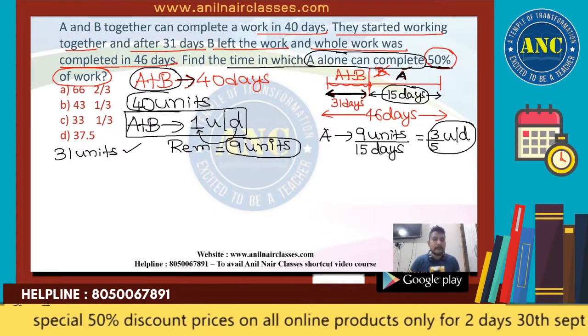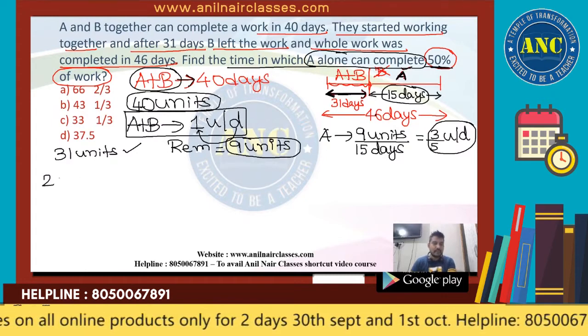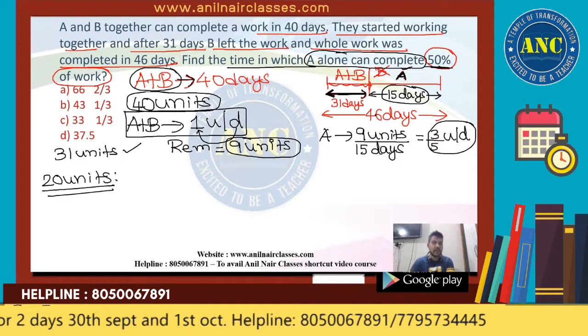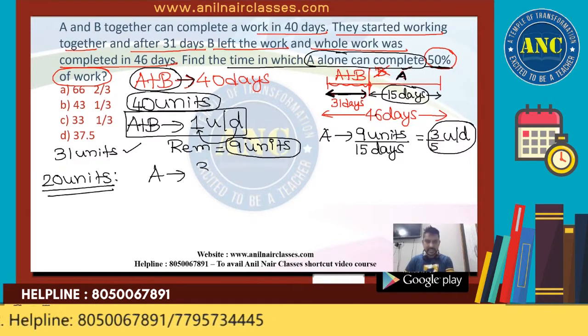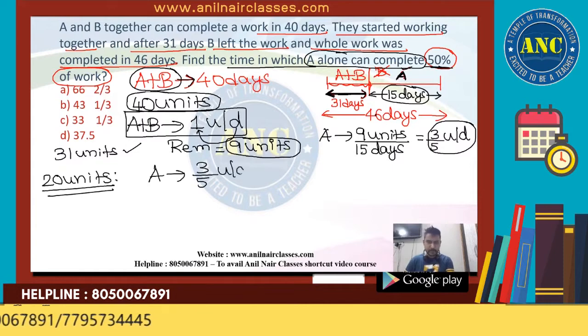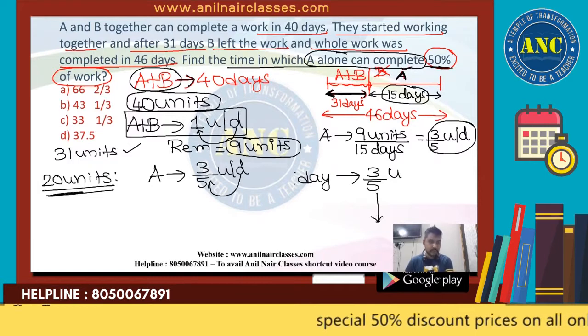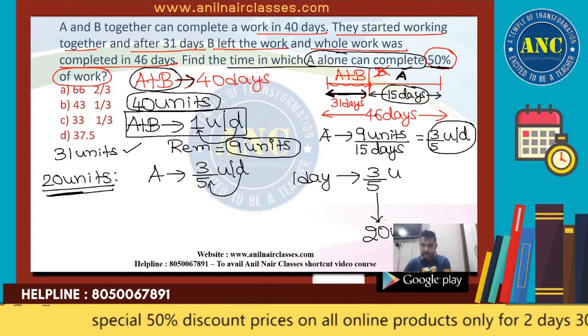100% of work means completing of 40 chocolates. 50% of work means completing only half of 40. So to complete 20 chocolates, how many days A will take is the question. So A's capacity is 3 by 5 units per day. In 1 day, he will distribute 3 by 5 chocolates. But the question says he should distribute half of total work 40, half of 40 is 20 chocolates. 3 by 5 should become 20.